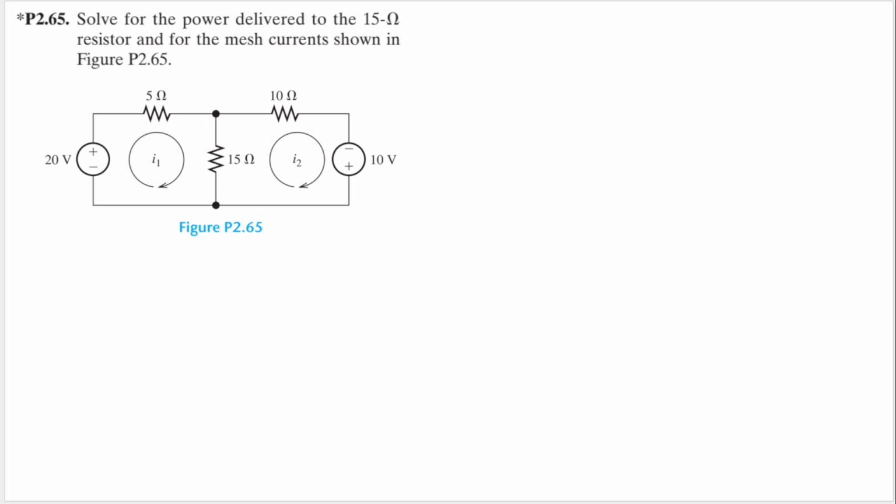So the question is to solve for the power delivered to the 15 ohm resistor and for the mesh currents shown in figure P2.65. Okay, we are asked to use mesh currents, so we need to do KVL at I1 and I2. Okay, let's do exactly that. Let's do KVL at loop I1.